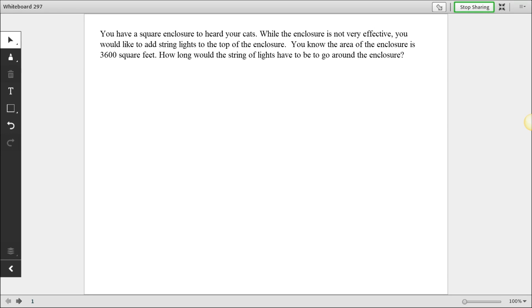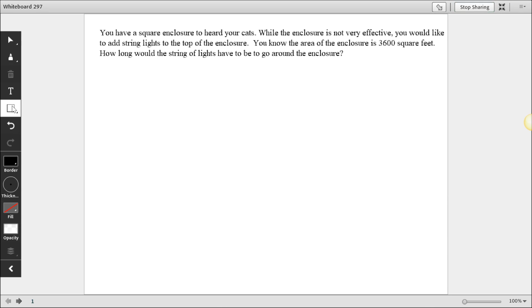Here's a similar example. This one says you have a square enclosure to herd your cats. And while this enclosure is not very effective, you still want to add some lights around the top of the enclosure. Some string lights, as a matter of fact. You know the enclosure is 3,600 square feet. How long would the string of lights have to be to go around the enclosure? So this is real similar to the one in number 8.